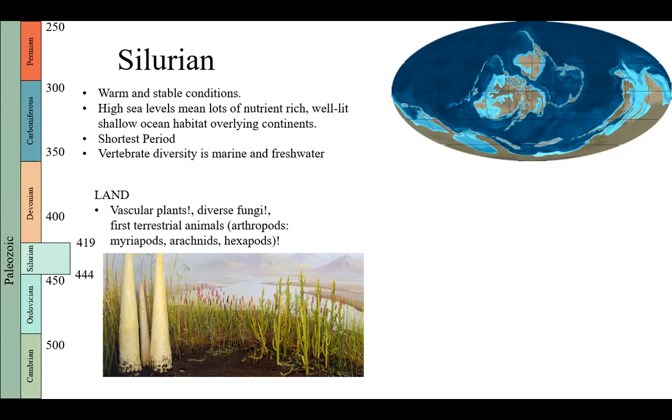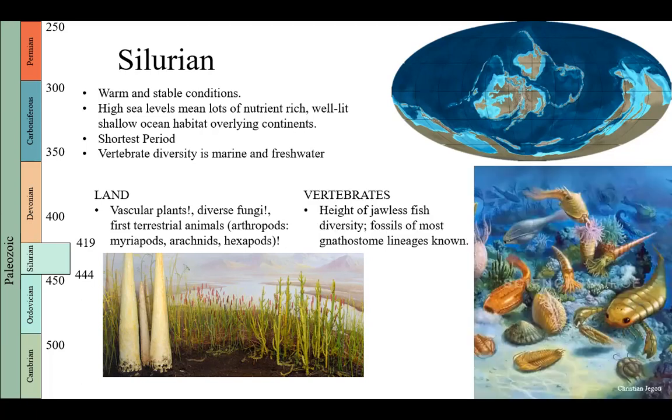There are animals on land in the Silurian, we know for sure, mostly arthropods. So things like millipedes, early insect relatives, early spiders and scorpions are showing up in the Silurian. None of those are part of their respective crown groups, but they are the relatives of those groups. You guys already learned about this on Thursday last week.